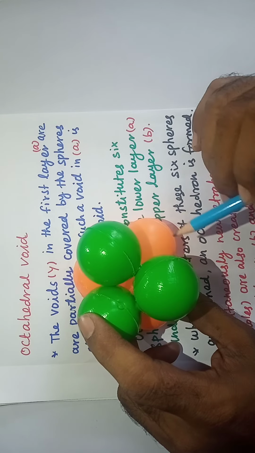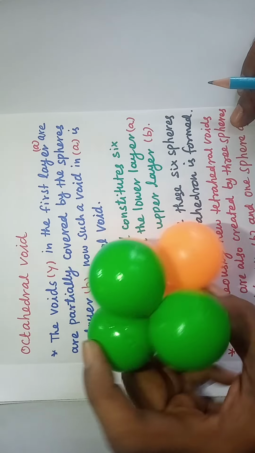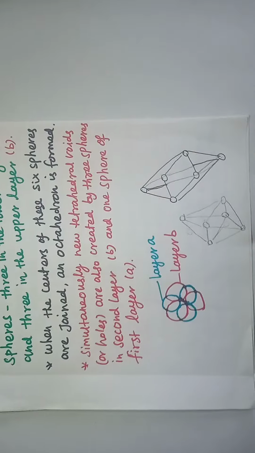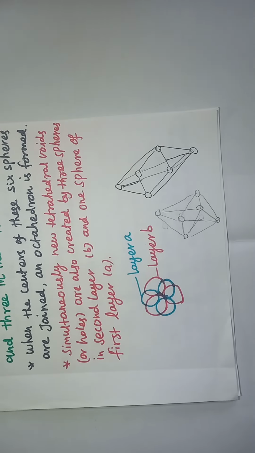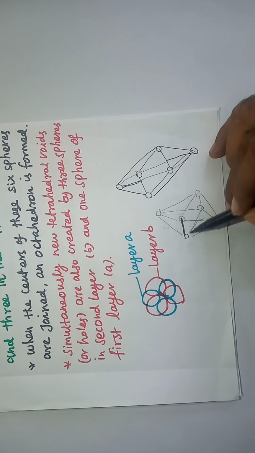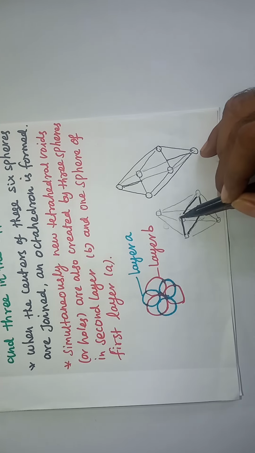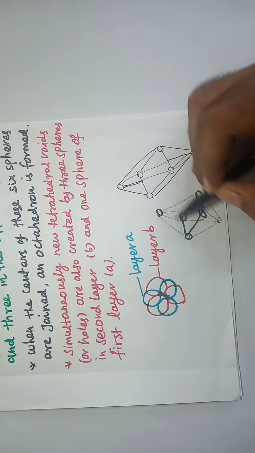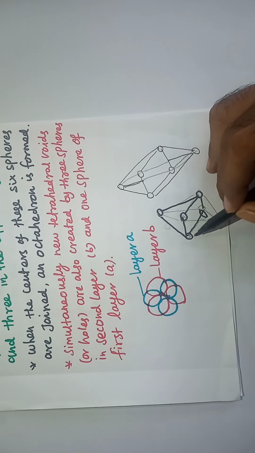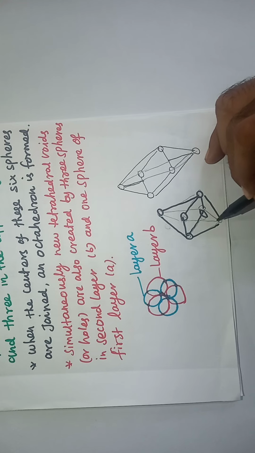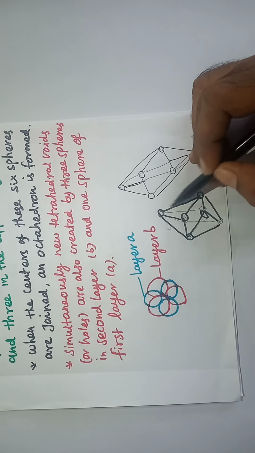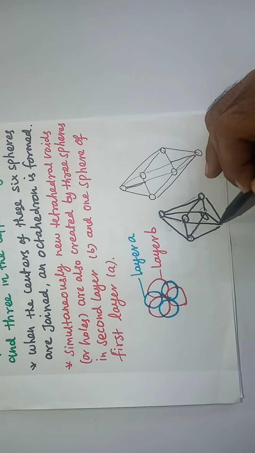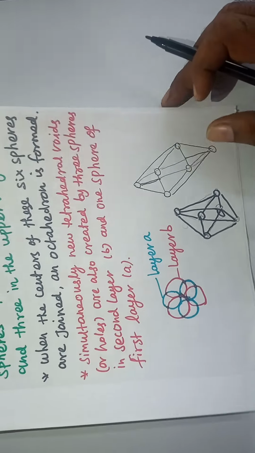When we connect the centers of these 6 spheres, we get an octahedron. So in this way, we get an octahedron.